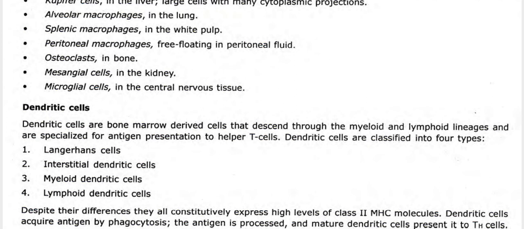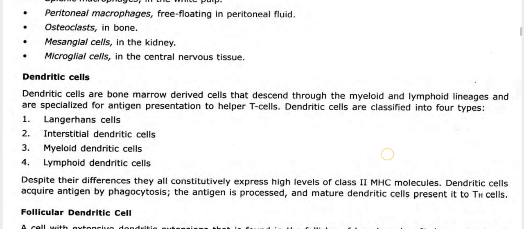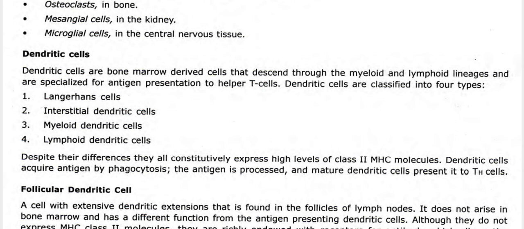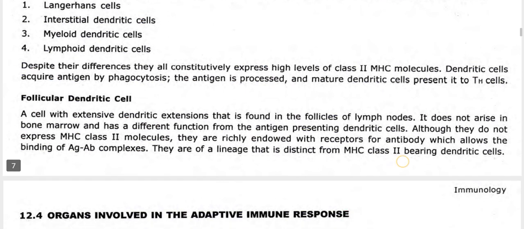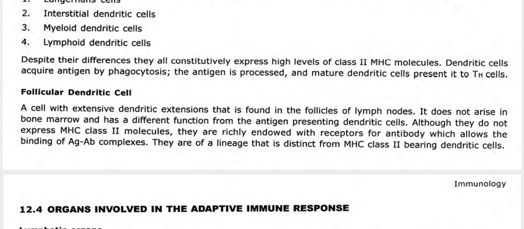Next, dendritic cells. Dendritic cells are bone marrow derived cells that descend through the myeloid and lymphoid lineages and are specialized for antigen presentation to helper T cells. Dendritic cells are classified into 4 types: Langerhans cells, interstitial dendritic cells, myeloid dendritic cells, and lymphoid dendritic cells. Despite their differences, they all constitutively express high levels of class II MHC molecules. Dendritic cells acquire antigen by phagocytosis. The antigen is processed and mature dendritic cells present it to Th cells.